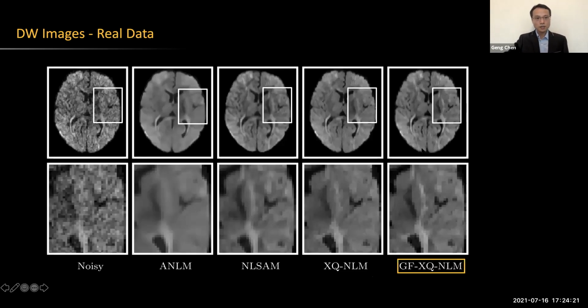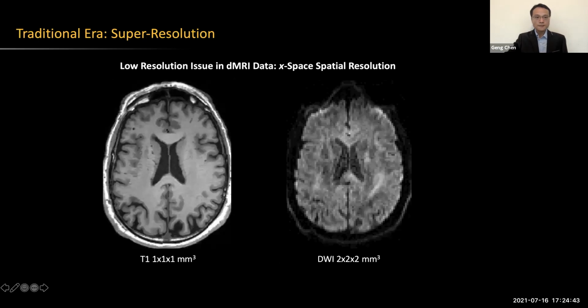This is diffusion weighted images for the real data. The close-up views are shown at the bottom. We can see that this is a noisy image. Using our method, the image quality is significantly improved, and a clear structure can be observed in the denoised image. Okay, so then we come to the second work.